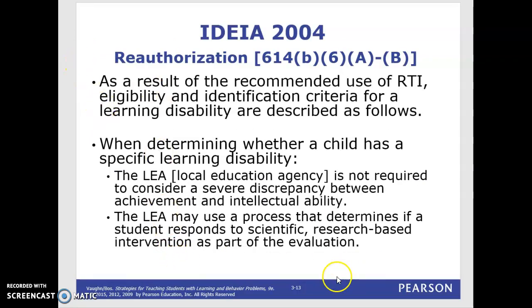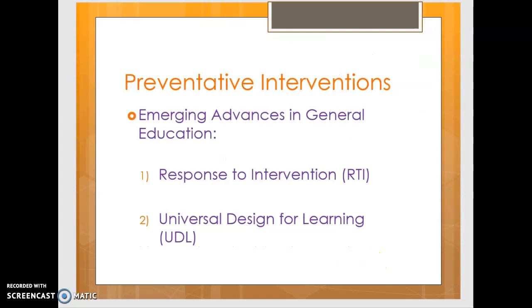So this is from the 9th edition, actually, and I just wanted to reiterate, as a result of the recommended use of RTI, eligibility and identification criteria for a learning disability are described as follows. Not required to consider a severe discrepancy between achievement and intellectual ability. So that was the initial way of finding a learning disability, right? So the LEA may use a process that determines if a student responds to scientific research-based intervention as part of the evaluation. Or again, you can look at it the other way: do they fail to respond?